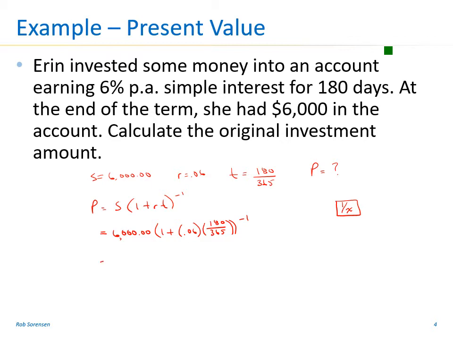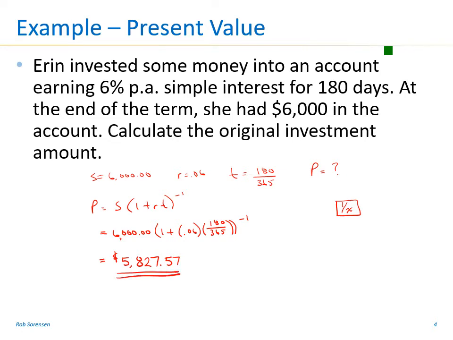All right. If we were to calculate this out, and if you work it out correctly, you'll end up with a smaller number, because that would make sense. It would take less money at the beginning in order for it to grow to 6,000. In this case, $5,827.57.